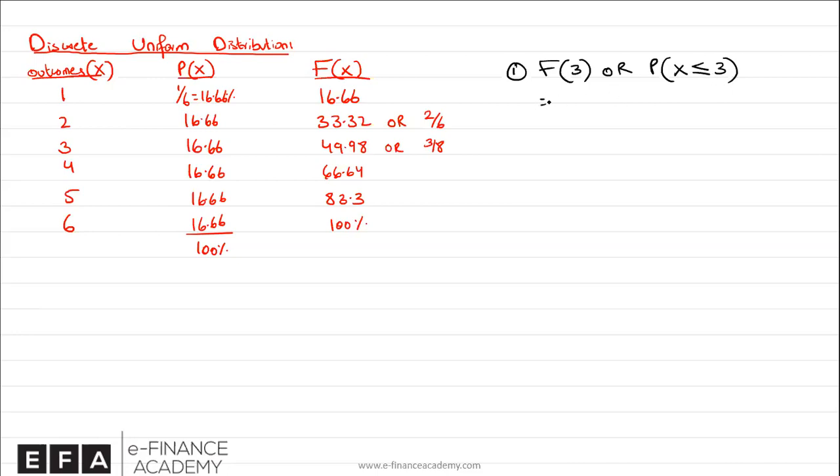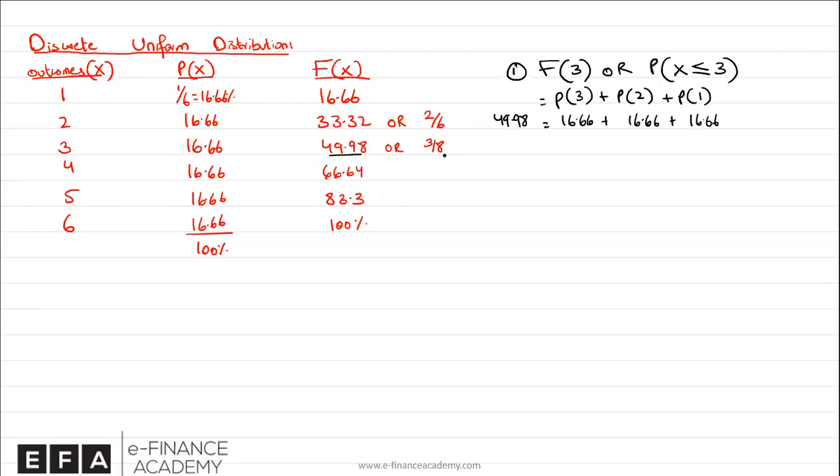And what did we say? How do we find that? We said all we do is simply add the probability of 1 to the probability of 2 to the probability of 3, because that's what it means: the probability of getting an outcome 3 or lower. So all we are simply going to do is P3 plus P2 plus P1, which we have already done. And what we found was it's 49.98, or you might say 16.66 plus 16.66 plus 16.66, which is 49.98.